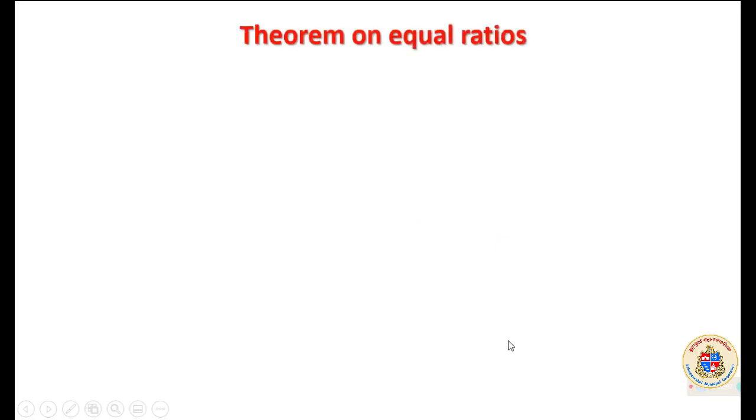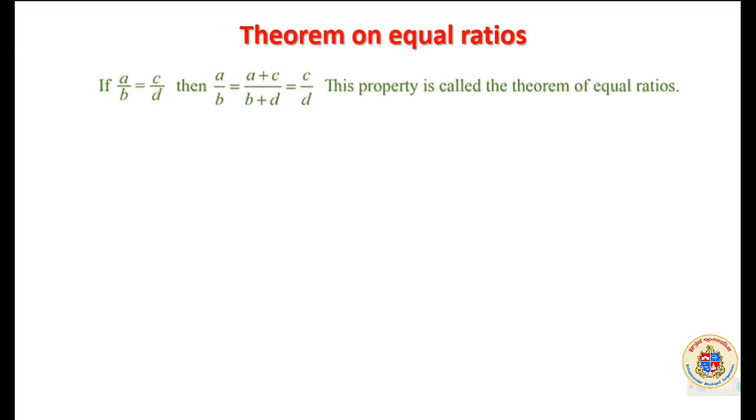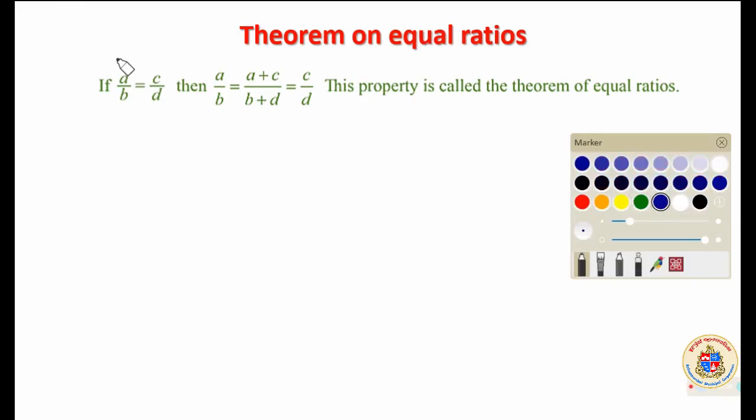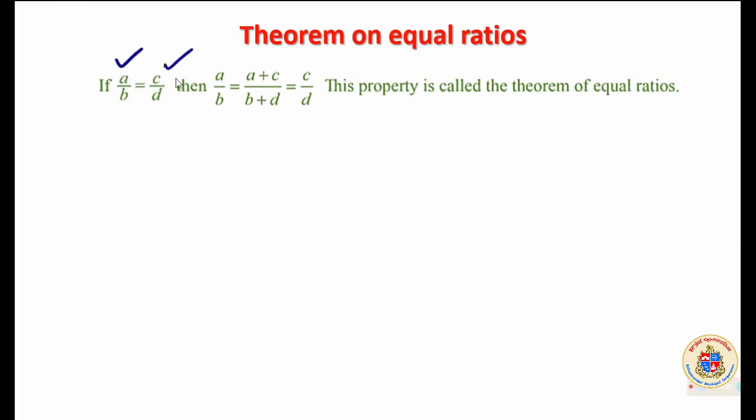Now we have something very important left, that is theorem on equal ratios. Equal ratios are the most important aspect with which all these properties are connected. Here is an equal ratio which is put as A upon B equal to C upon D. The theorem on equal ratios says that if you add A plus C and B plus D, then that also will be maintaining the same ratio.